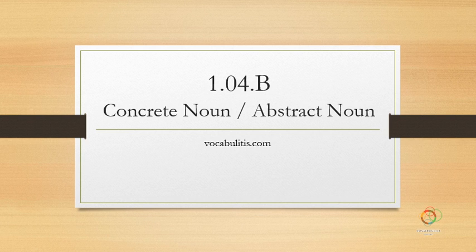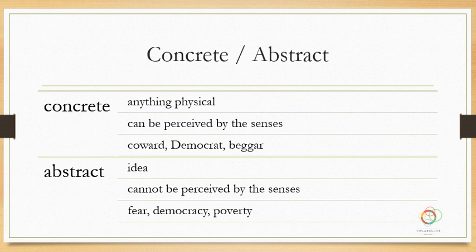We talked about the common noun and the proper noun in the previous video. In this set, we're going to talk about a different way to talk about nouns, and that is whether it's concrete or abstract. Concrete noun versus abstract noun. Concrete means that the word describes a thing that is anything physical, that it has a form. So it is anything physical, something you can see or hear or touch, anything that can be perceived by the senses is a concrete word.